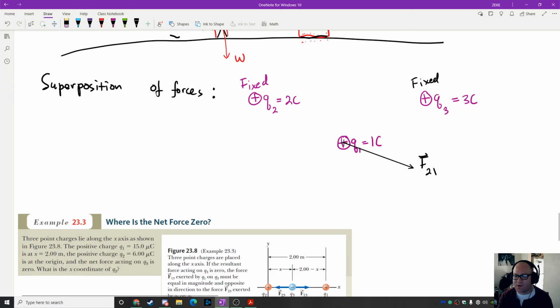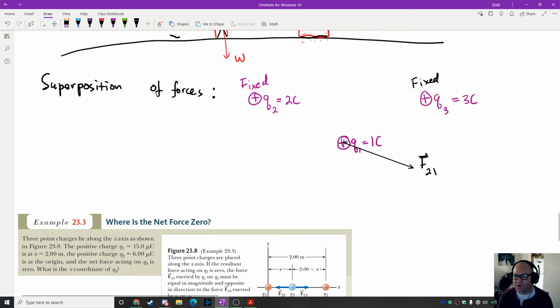Then the question becomes, what's the net force acting on Q1? And the answer is it's simple. When we say superposition of the forces, really what we're doing is saying add up forces, right? If I want to know what the net force acting on an object is, which we usually represent by some symbol like a sum over all forces, all I have to do is just sum up all the forces acting on it. So if I take force F31 plus force F21, then that's going to give me what we call the net force acting on this object.